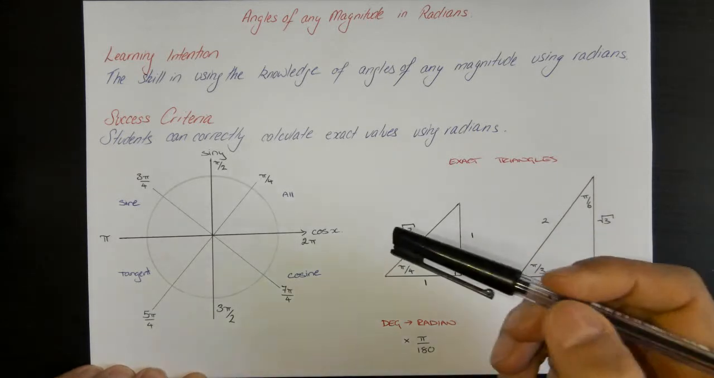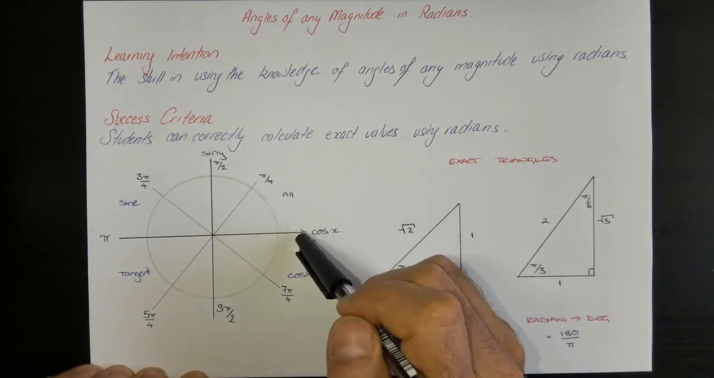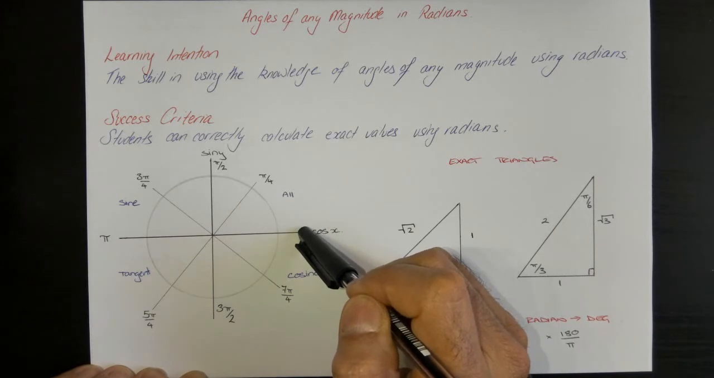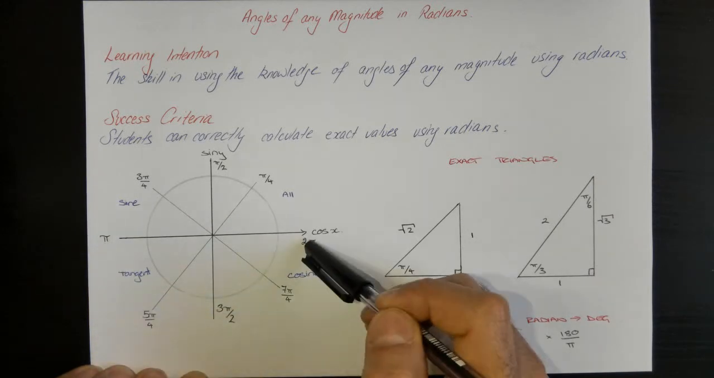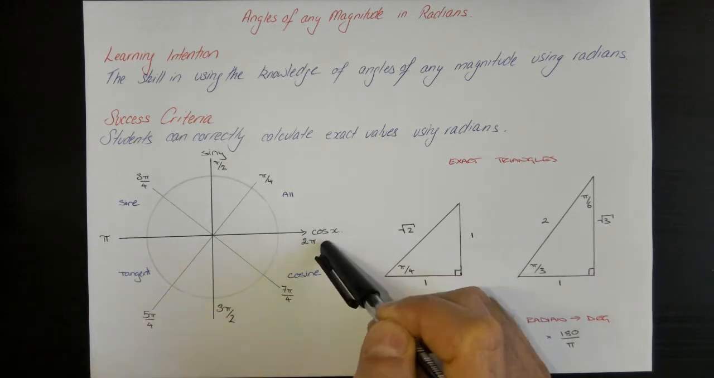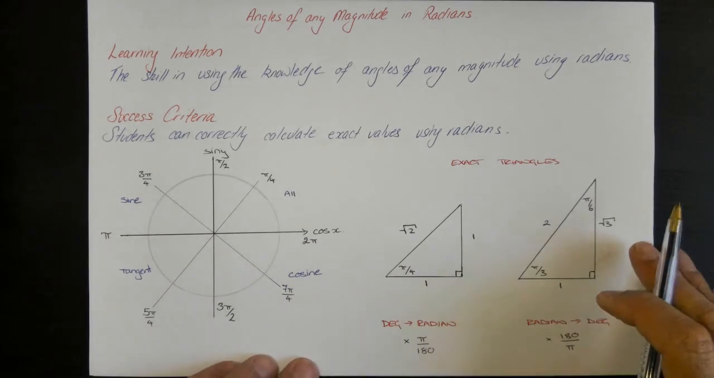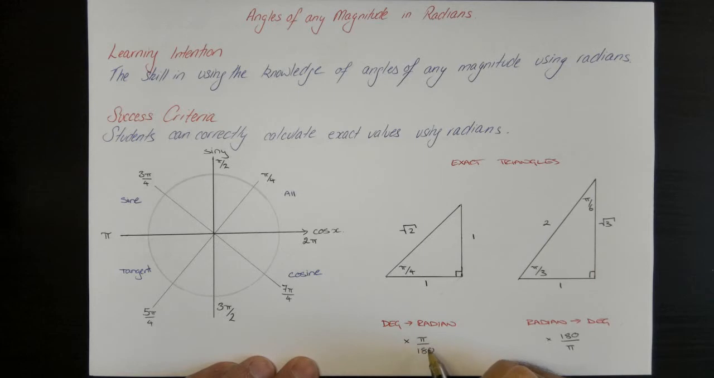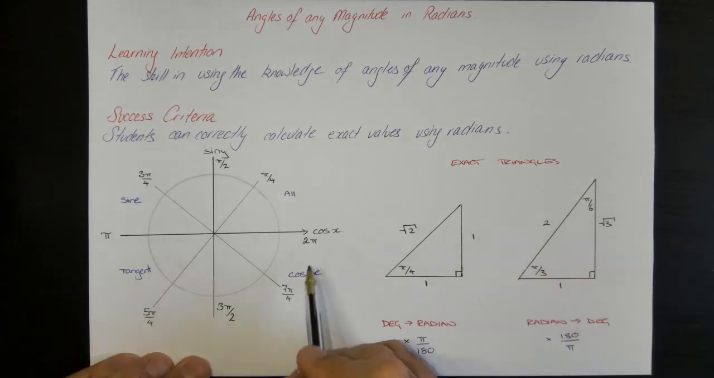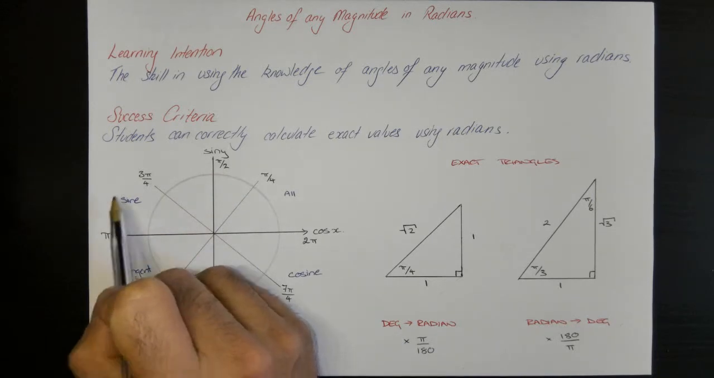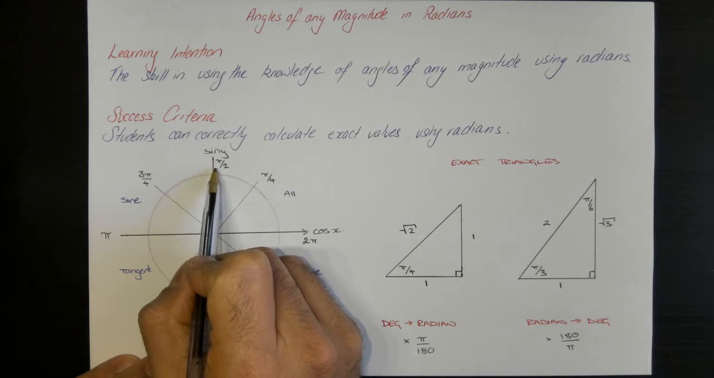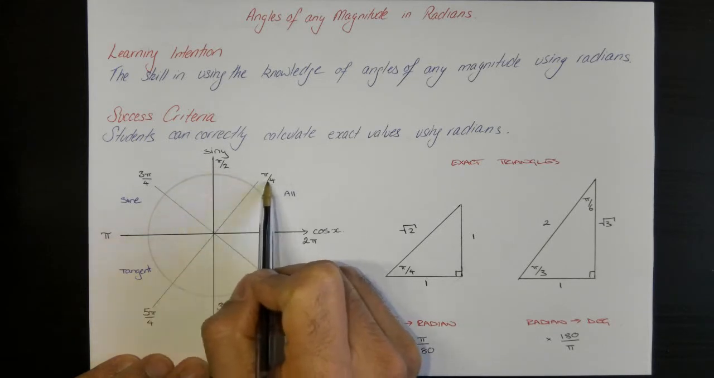So in radians, obviously, we're going to start at 0, and 180 degrees becomes pi, and 360 degrees becomes 2 pi. If we want to convert degrees into radians, we multiply the degrees by pi over 180. And if we're going from radians to degrees, we multiply by 180 over pi. Okay, so if half of a circle is pi, half of that, or 90 degrees, is pi on 2, and a quarter of that is pi on 4.